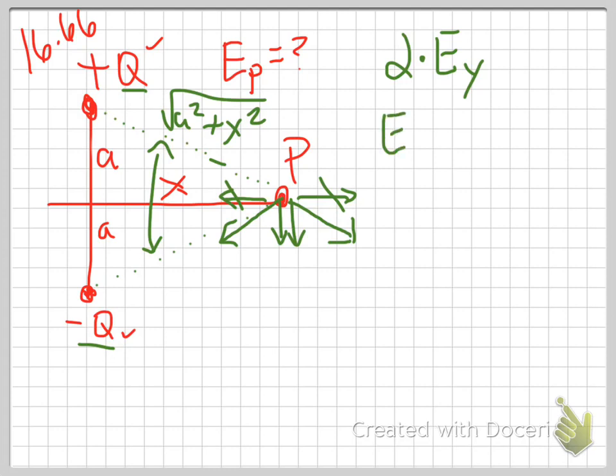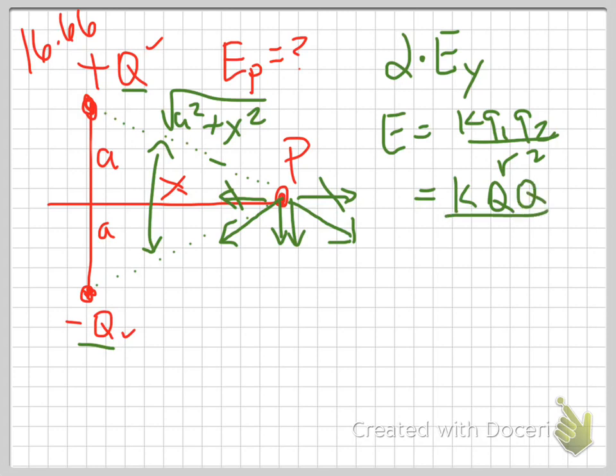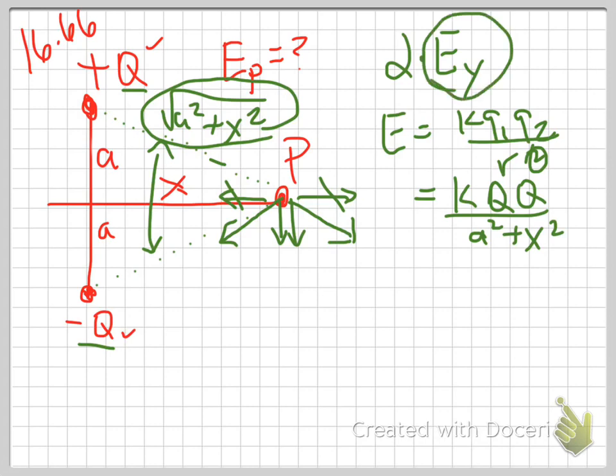So E at that point is equal to k q1 q2 over r squared, which is k q q over, I already said it was the square root of a squared plus x squared, but when you square that right there, you get a squared plus x squared with no square root. So that's what E is. Now we need to find the y component.